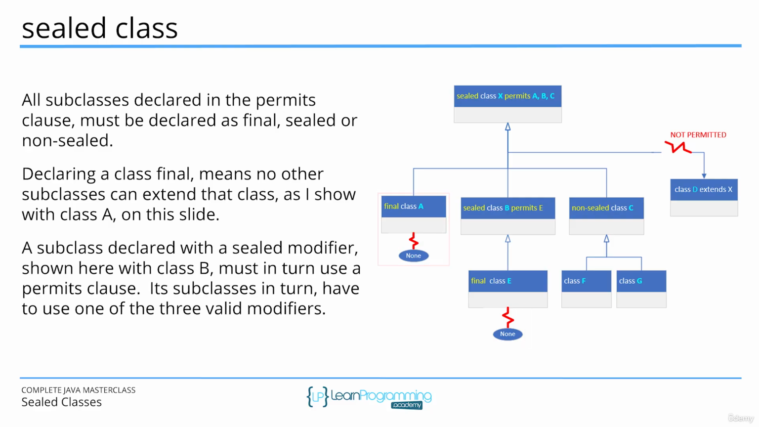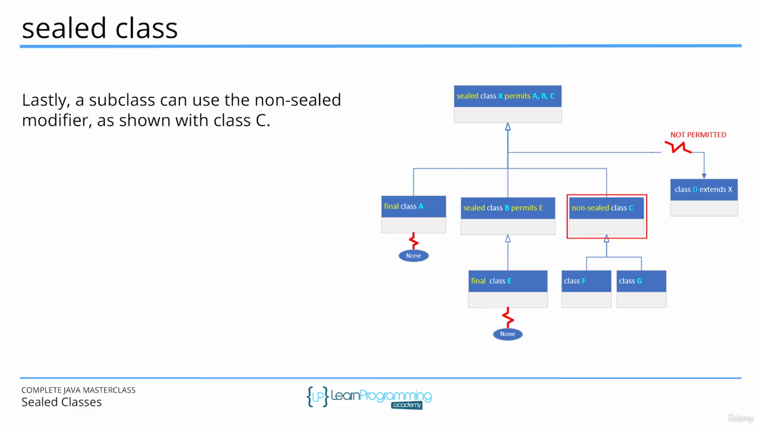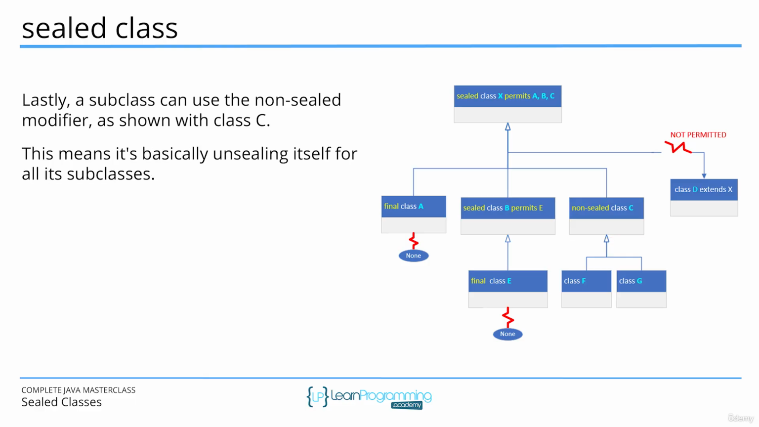this slide. A subclass declared with a sealed modifier, shown here with class B, must in turn use a permits clause. Its subclasses in turn have to use one of the three valid modifiers. Lastly, a subclass can use the non-sealed modifier, as shown with class C. This means it's basically unsealing itself for all its subclasses. This one at first sounds like a bit of a mystery. Why would you allow subclasses to unseal what you said should be sealed? We'll look at each of these in turn.